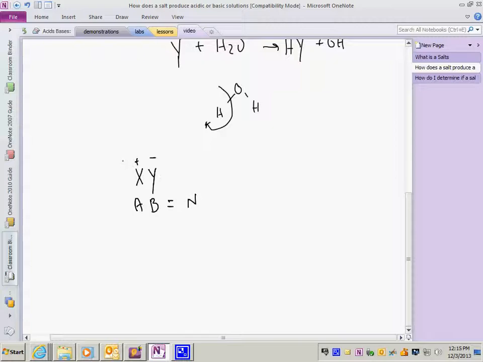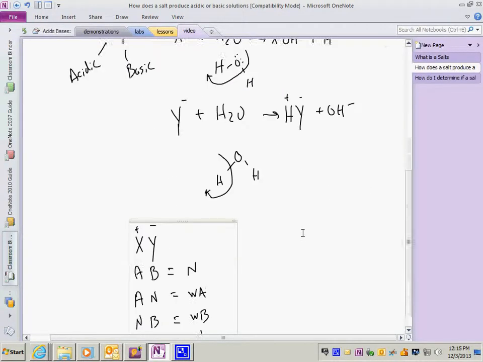So let's walk through the options. I could have an acidic cation and a neutral anion. I would have a weakly acidic salt. Salts will never be strongly acidic or strongly basic. If I have a neutral cation, I could have a weakly basic anion, giving me a weakly basic salt, or they both could be neutral, giving me a neutral salt. So I have a couple of options here as far as possibilities for my salt.